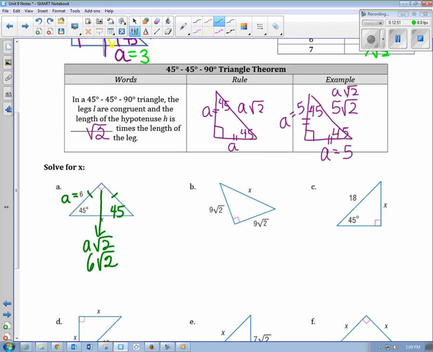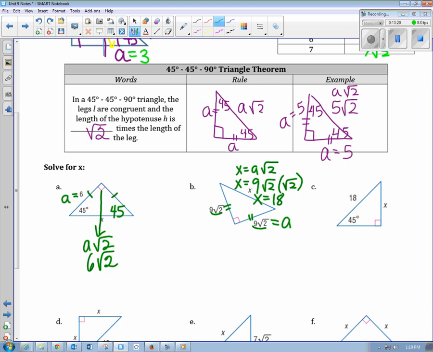In question B, this is my side of A that's given. They probably should have marked those congruent, although we know that because these 9 radical 2's are here. This side of X is my A radical 2 side. Remember that A in this case is 9 radical 2. So this is 9 radical 2 times radical 2, which will give you 18.